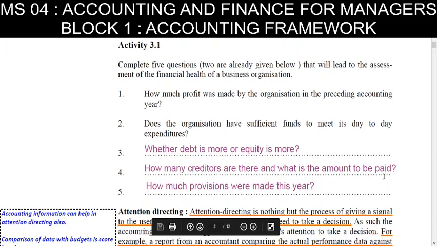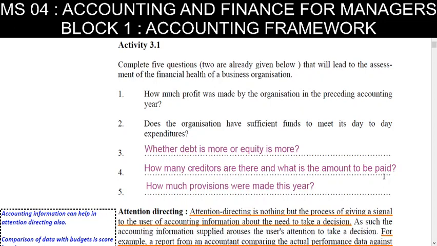There is this activity: complete 5 questions. 2 are already given below, which will lead to the assessment of financial health of a business organization. 2 questions were asked here. This activity is asking us to ask 3 more questions, which asks the financial health of a business organization.